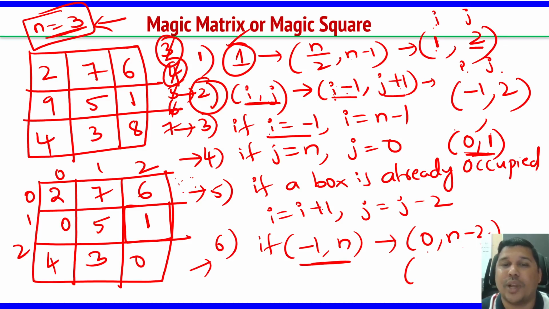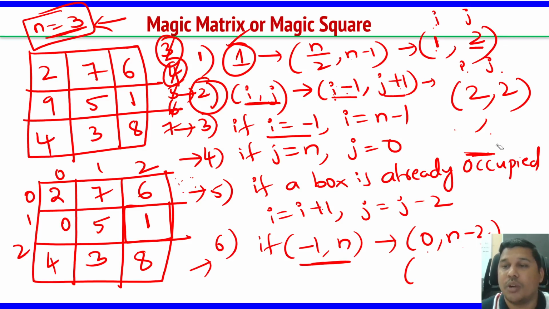What do we have to do? Go to rule number 3. When I is minus 1, what do I have to do? I have to update it as n minus 1, that is 3 minus 1, that is 2. So number 8 I should place at location 2 comma 2. I have to place it at 2 comma 2.